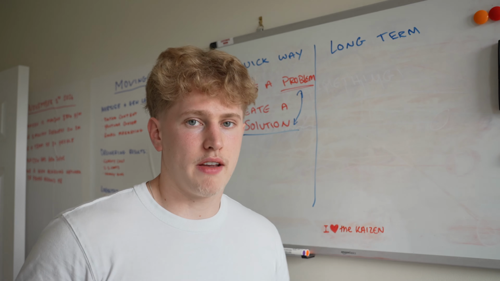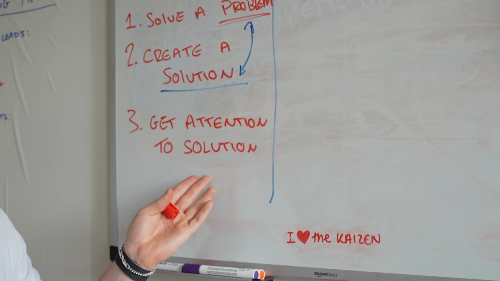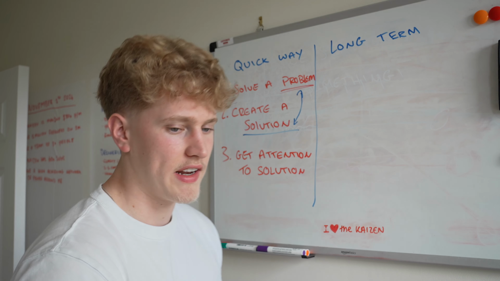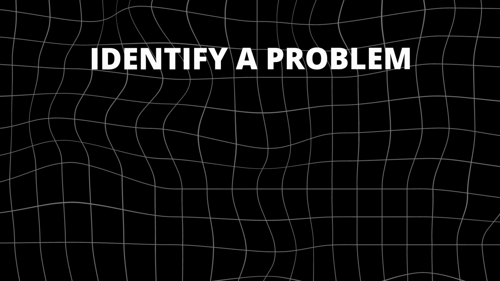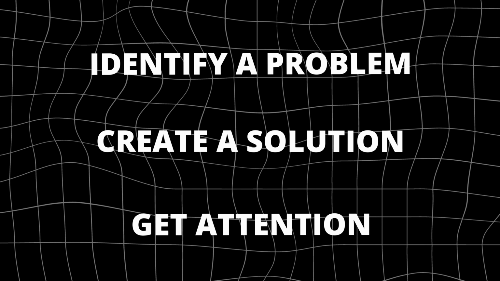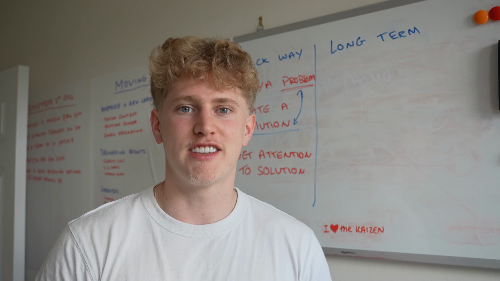Method number 3, or actually the third step in this entire process of making modern money, is get attention to the solution. Are you with me? That is quite literally it. I'm not even joking. Identify a problem, that's step 1. Step 2, create a solution. Step 3, get attention to that solution. That is what every single person does that starts a business.